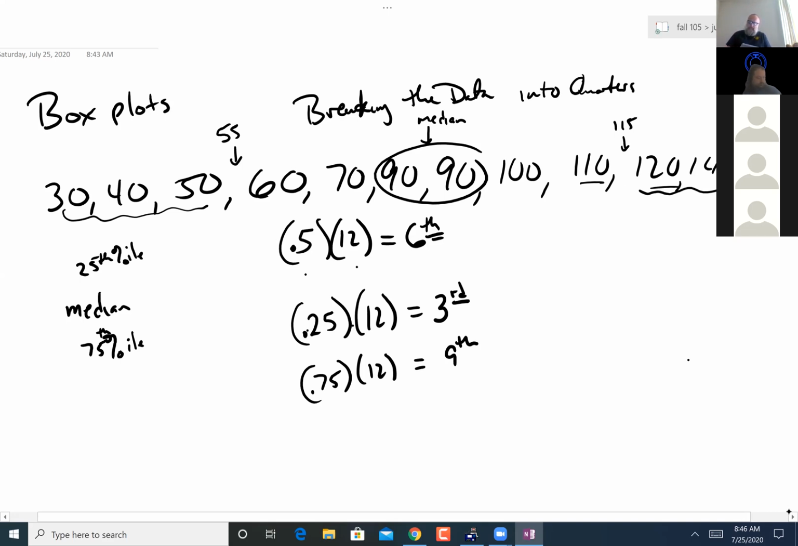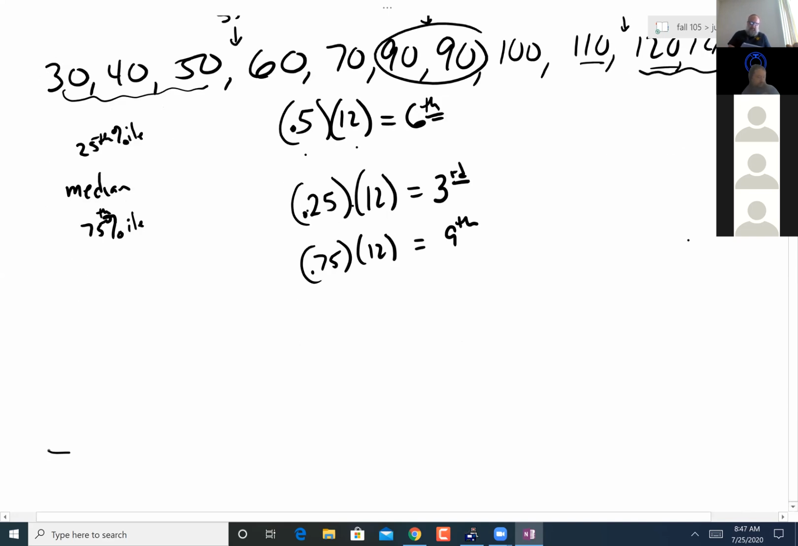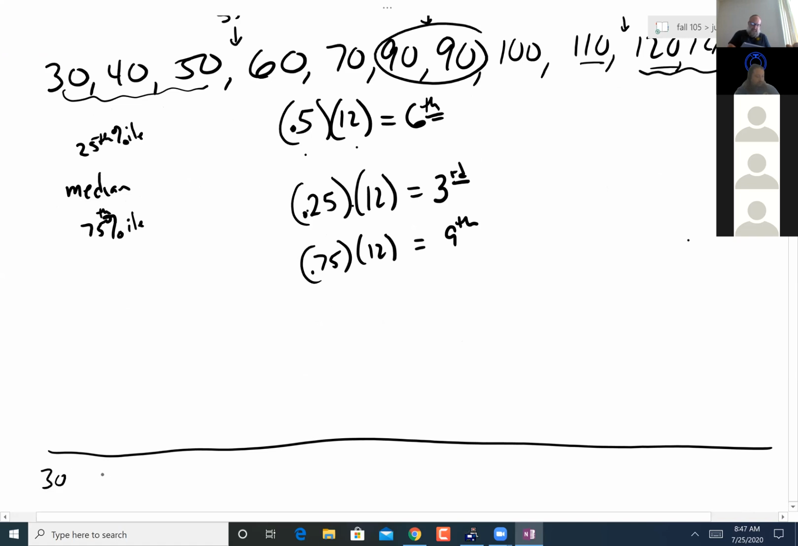Okay. Now, as far as this box plot shenanigans go, what I'm going to do is just draw myself a number line. 30 on this end. I'm just going to count by 10, see if I can pull this off, make it look good.